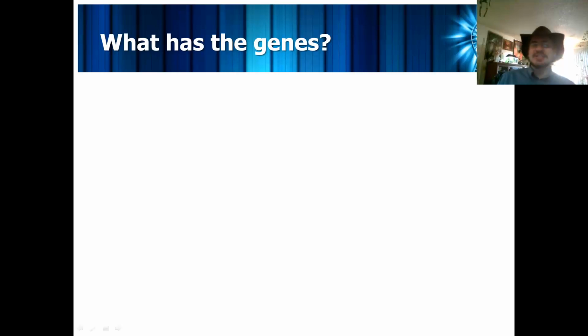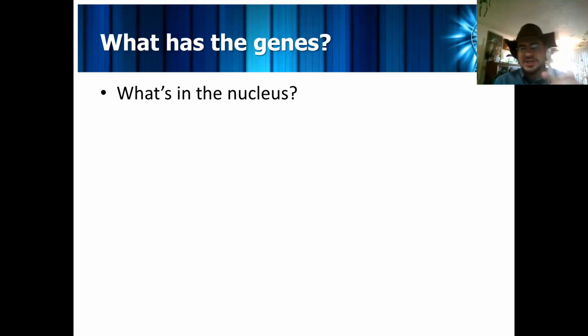So, what has the genes? In other words, where do we find genes? This is an easy question, especially by now, since you've reviewed all of your eukaryotic, your Mendelian genetic stuff and the chromosomal inheritance stuff. I said this 100 times. Where are the genes at?